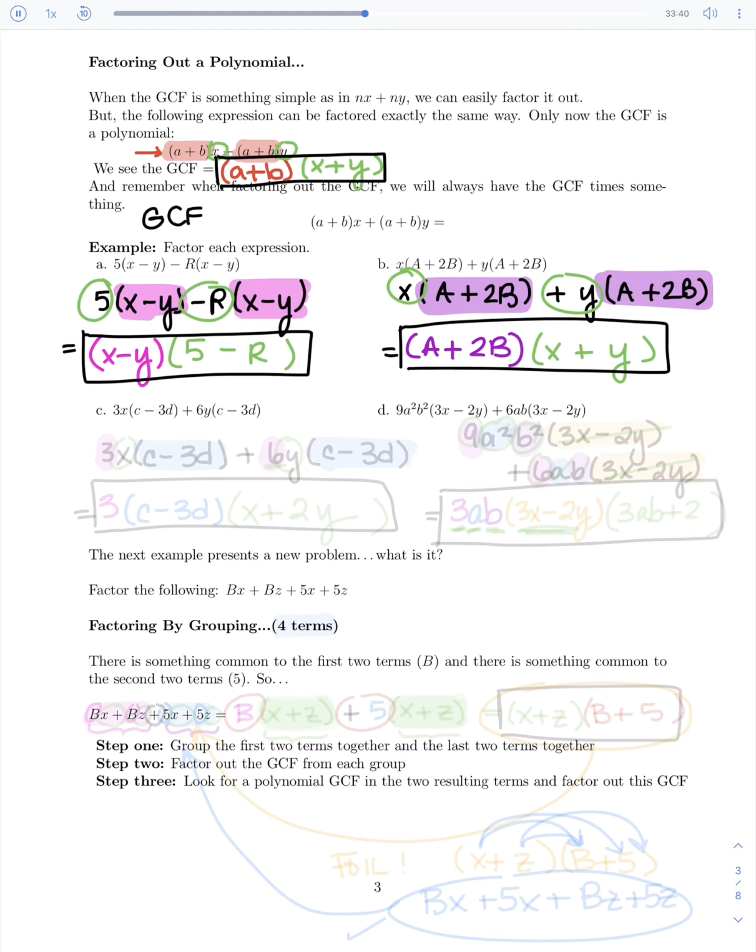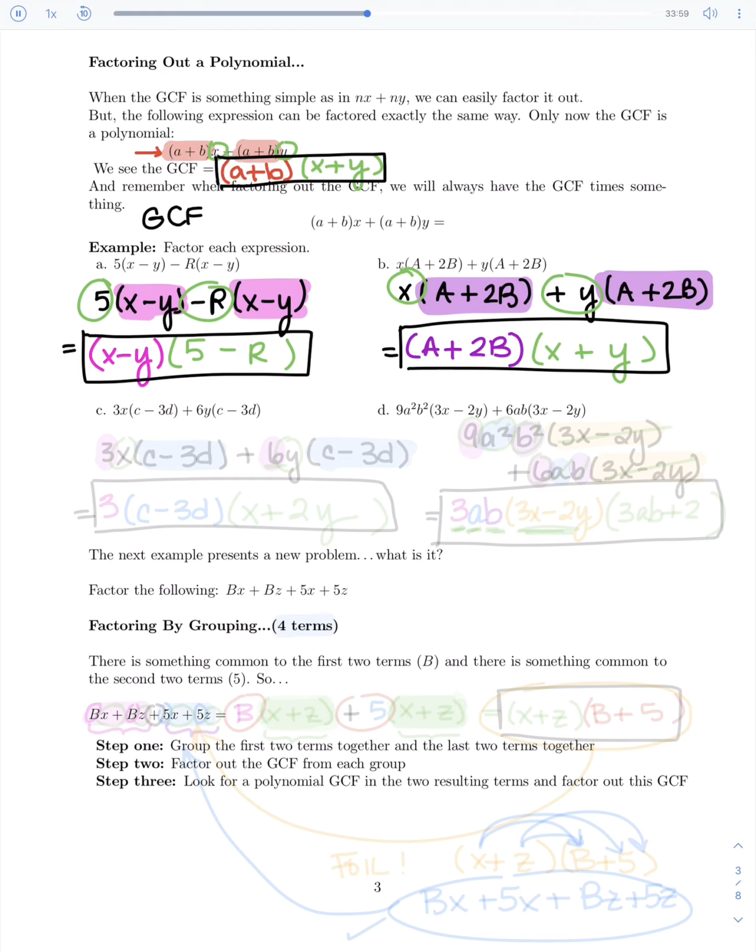This idea of pulling out this greatest common factor that matches looks a little complicated, but we're going to use this a lot to make our lives a lot easier with factoring. Okay, let's try one more. This one's a little bit more complicated, not much.